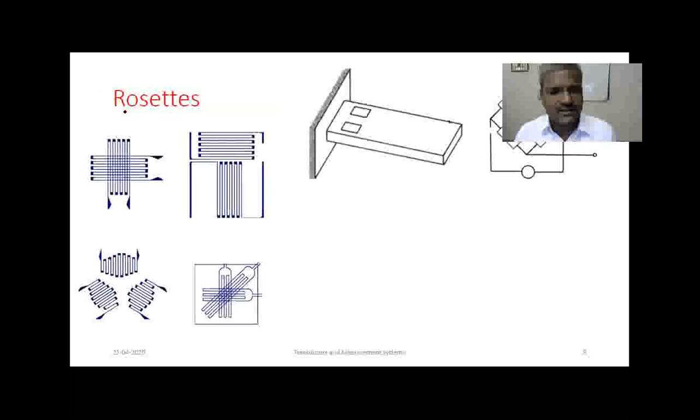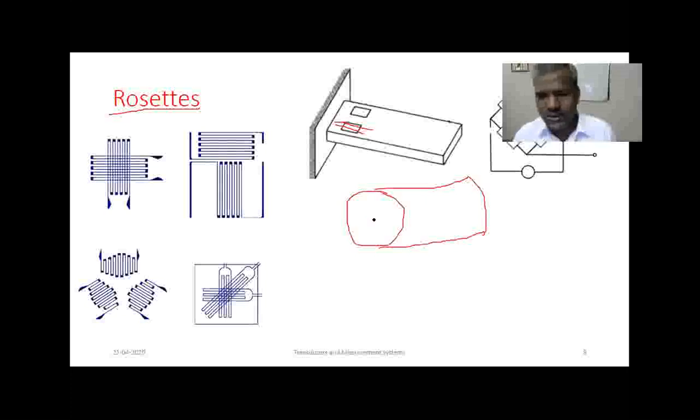So these are all rosettes. What are rosettes? Normally strain gauges can be used to measure only collinear forces at the center of gravity of the metal. If you want to measure where the strain is distributed, not uniaxial, in that case we go for rosettes.